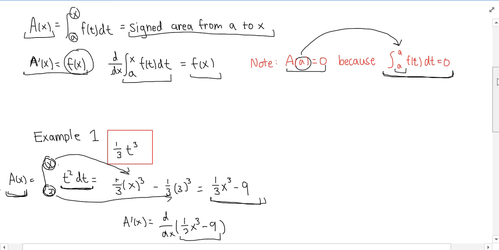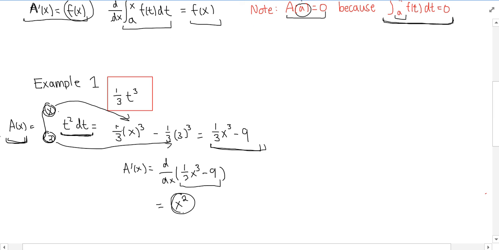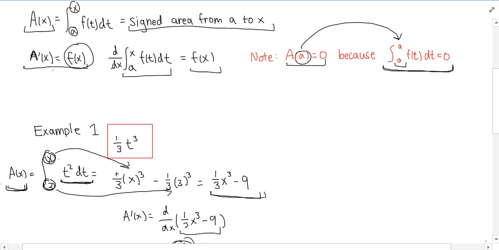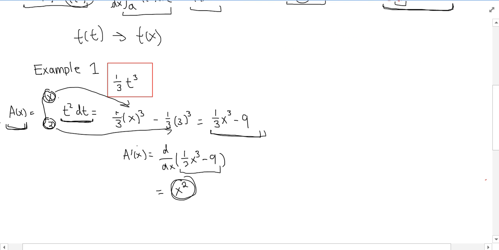As we can see here, we came back to the original function, x squared, and we know that we simply plug the upper limit into the function. So instead of having f(t), we would instead have f(x). And here, instead of having t squared, we came to the answer x squared. So we do know that the FTC2 holds true in this case.